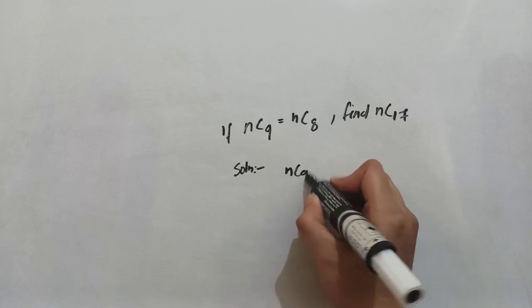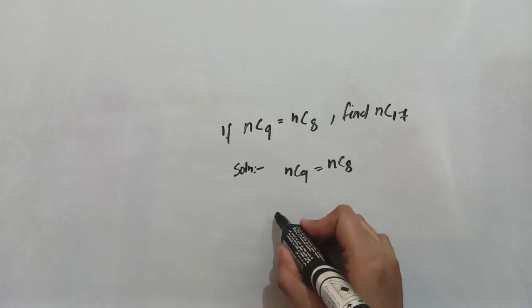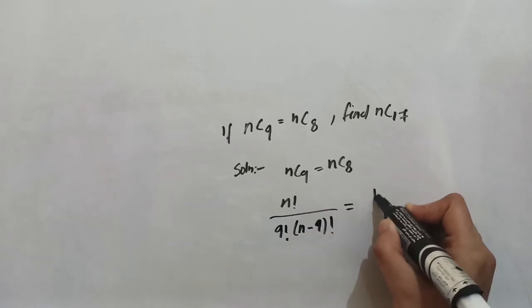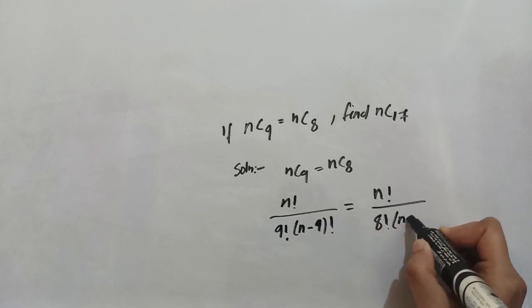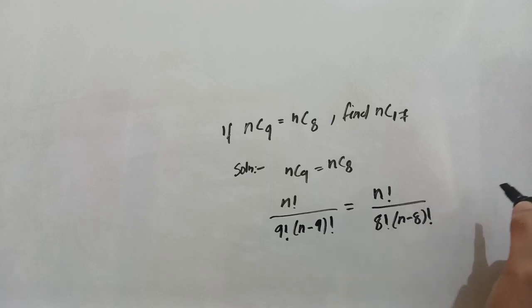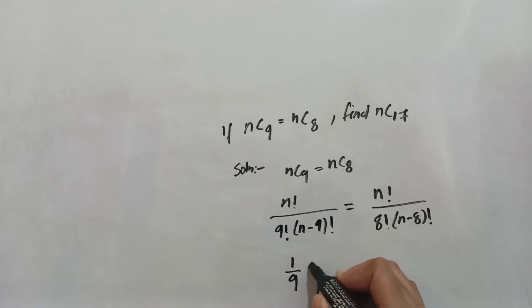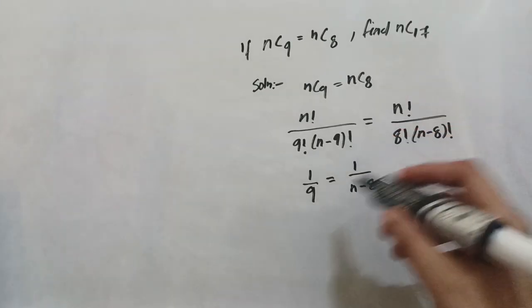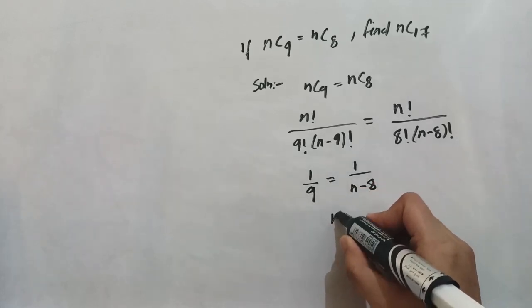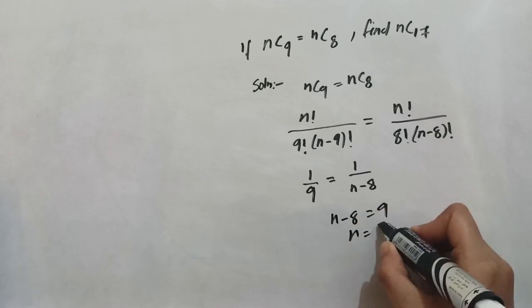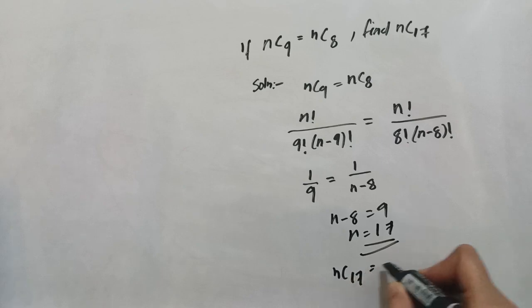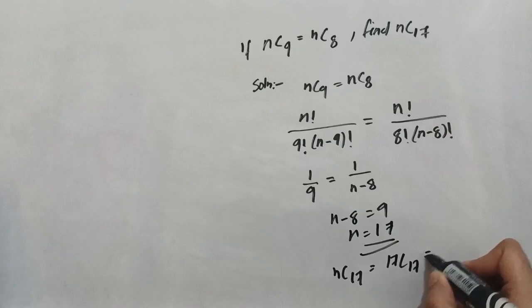We have nC9 equal to nC8, that is n factorial divided by 9 factorial into n minus 9 factorial equals n factorial divided by 8 factorial into n minus 8 factorial, or 1 by 9 equals 1 by n minus 8. That is, we cancel all the common terms, we get 1 by 9 equals 1 by n minus 8, or n minus 8 equals 9, or n equals 17. Therefore, we can write nC17 equals 17C17, which is equal to 1.